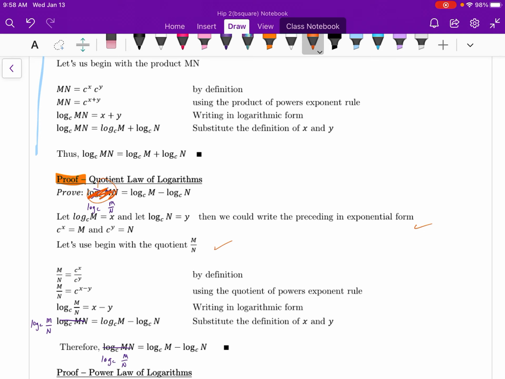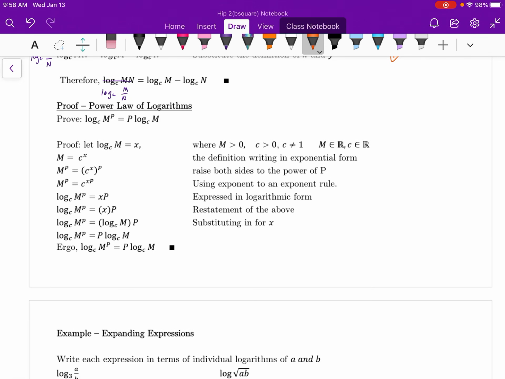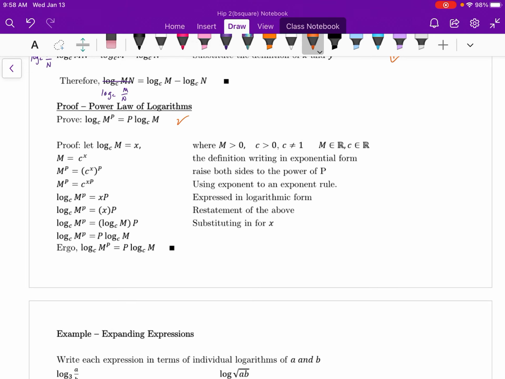And I go along, I start off with a definition, start off with an assumption, and I build my mathematical argument this way. Try to follow it. Again, the proof of the power law of logarithms. Start off with the statement that I'm supposed to prove. Start off with some definitions. And I go. Try to follow what I'm doing. It's really concise.